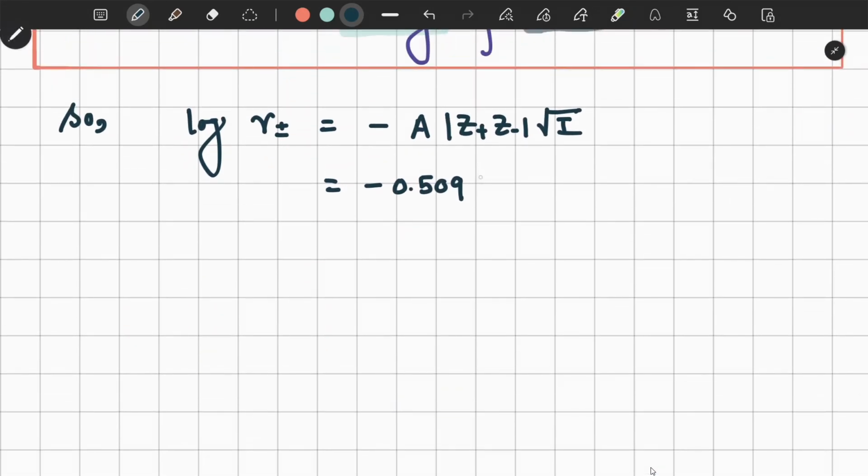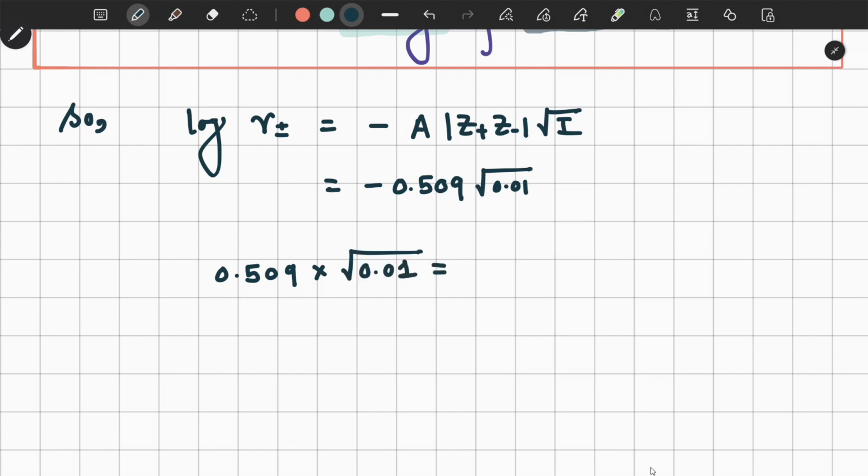And z plus, z minus. So z plus is plus 1, z minus is minus 1, so again it will be 1. And it will be root over 0.01. So what will be the answer? 0.509 into root over 0.01.